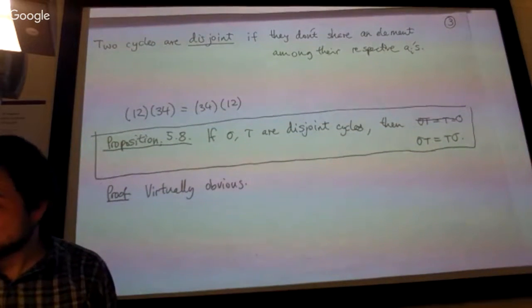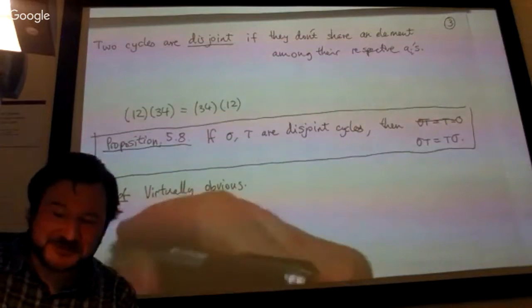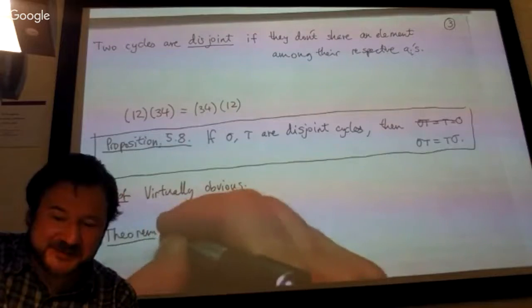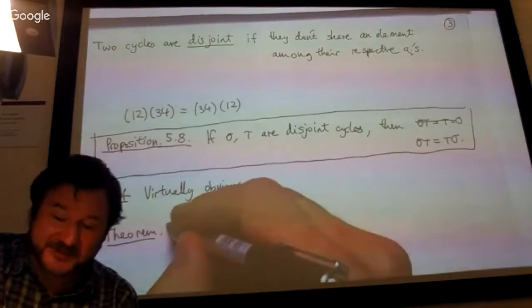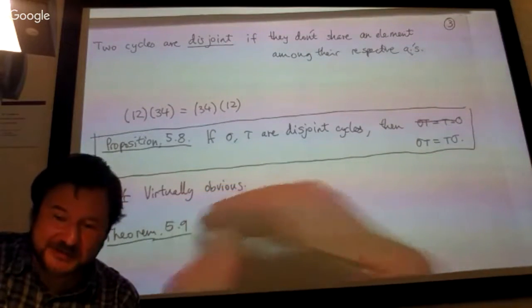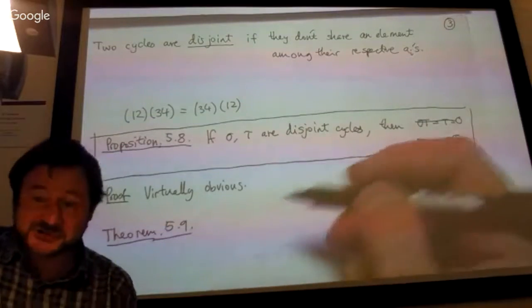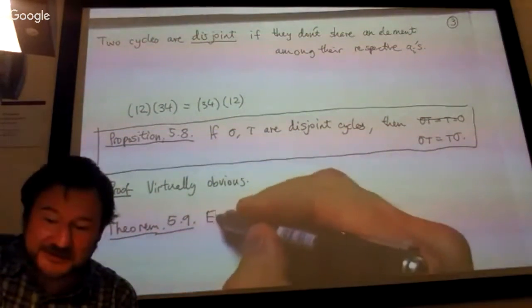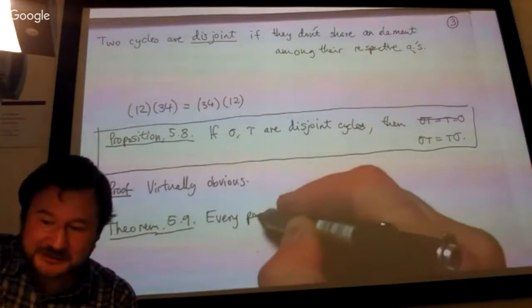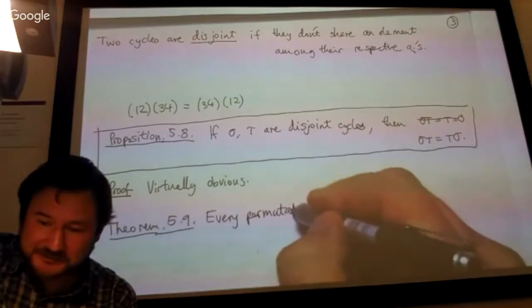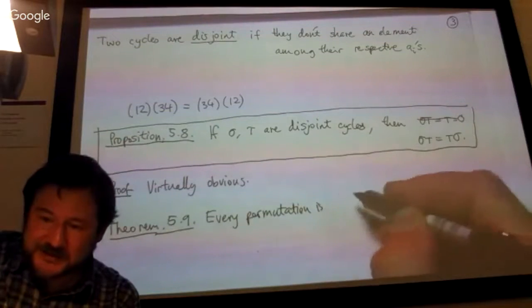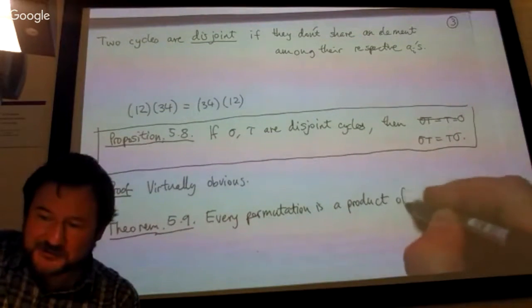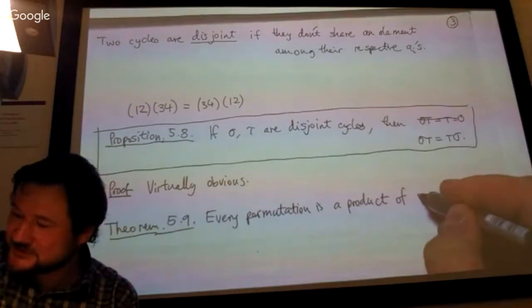Now, what is interesting, though, and is not much harder, is this theorem, which tells you that every permutation is the product of cycles, which justifies the cycle notation, because that means every permutation is a product of disjoint cycles.